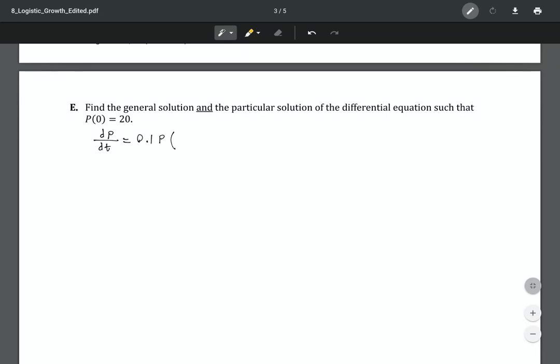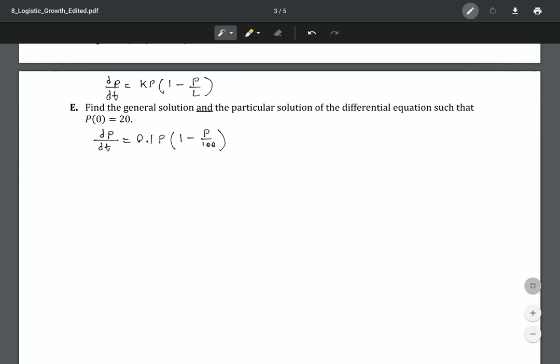0.1p(1 minus p over 100). All right, so don't forget that this came from the formula that we had at the beginning of the notes, which I'm going to write up here, where we had kp(1 minus p over L), right? Where L is the carrying capacity and K is a constant.